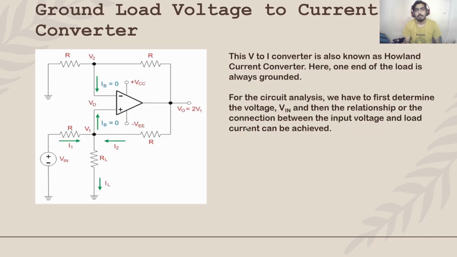Now I'll be talking about the ground load voltage to current converter, which is the second type of voltage to current converter. This V to I converter is also known as the Howland current converter. Here, one end of the load is always connected to the ground. For the circuit analysis, we first have to determine the voltage Vin, and then the relationship between the input voltage and the load resistance, I mean the load current.